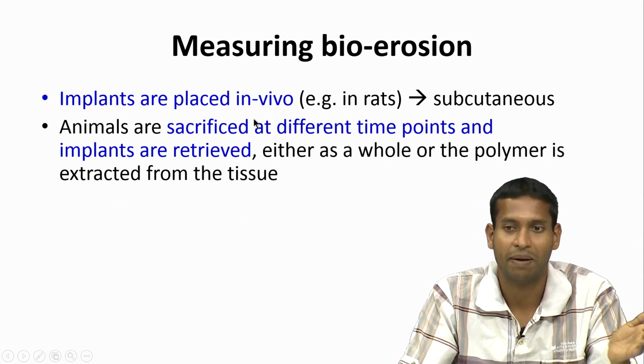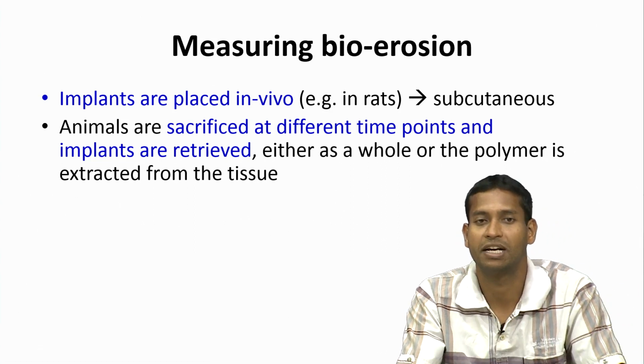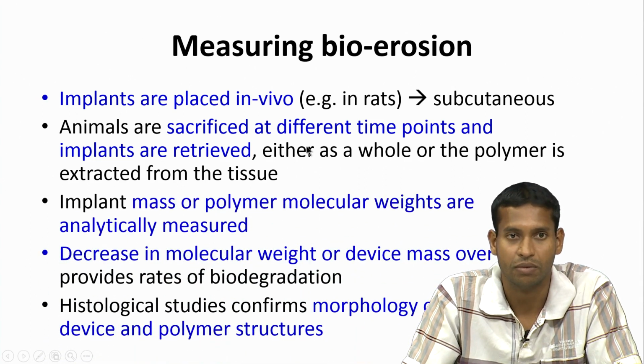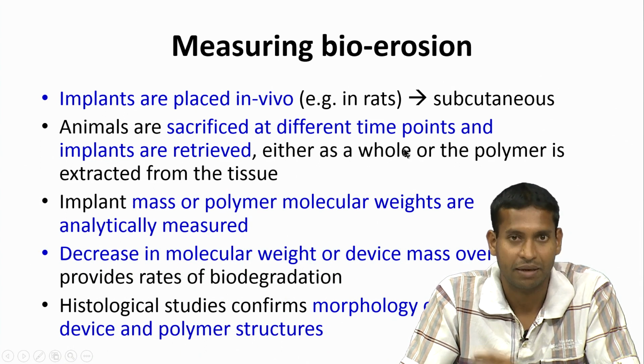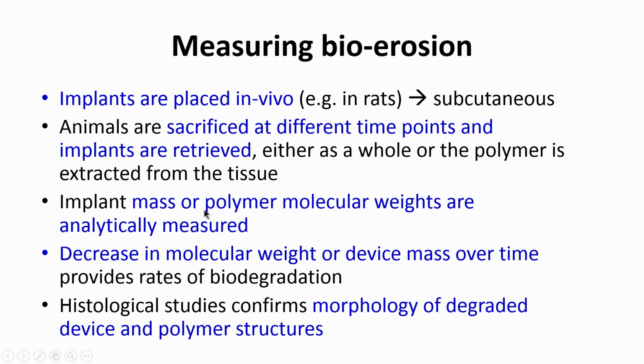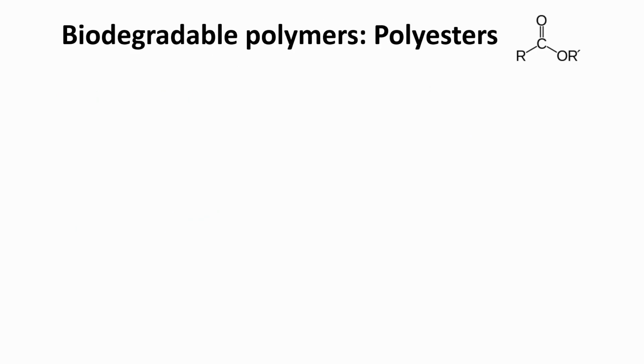So, that is going to give you some idea as to how fast it is degrading over time. Then you can essentially just measure the polymer change, the mass of it. You can see how the molecular weight has decreased or how the mass of the device has decreased, and you can do some histology to see what cells are surrounding it, what the morphology of the device is, and all of that can be done. So that's one way to measure bioerosion.